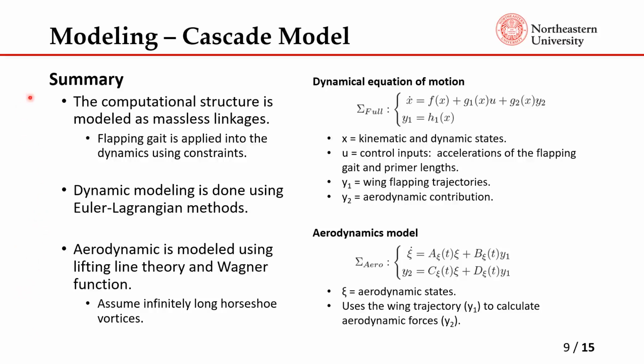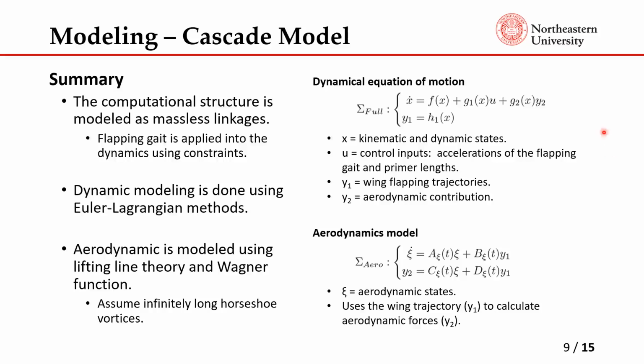So the idea is that we have a kinematic structure that defines the flapping gait based on the linkage structure and lengths, right? So we have the primers adjusting the length of the wing to change the flapping trajectory. That will change the aerodynamic forces generated on these wings. And then the forces are passed through the dynamic model to calculate the wrench acting on the body itself. So in summary, the model can be derived into these 2 equations over here. One is for the kinematic and dynamic states, and the other is for the aerodynamic model.